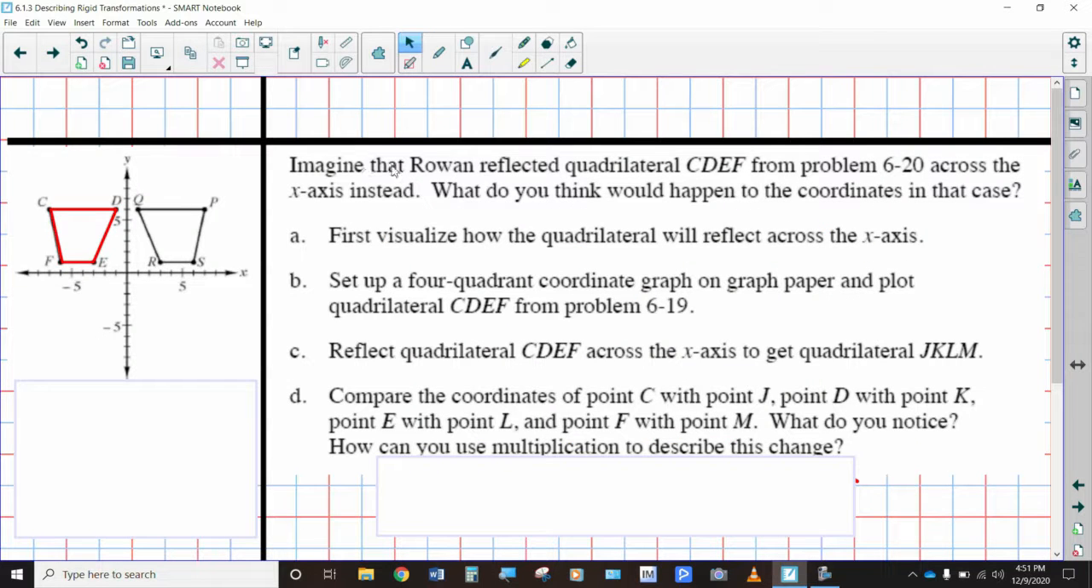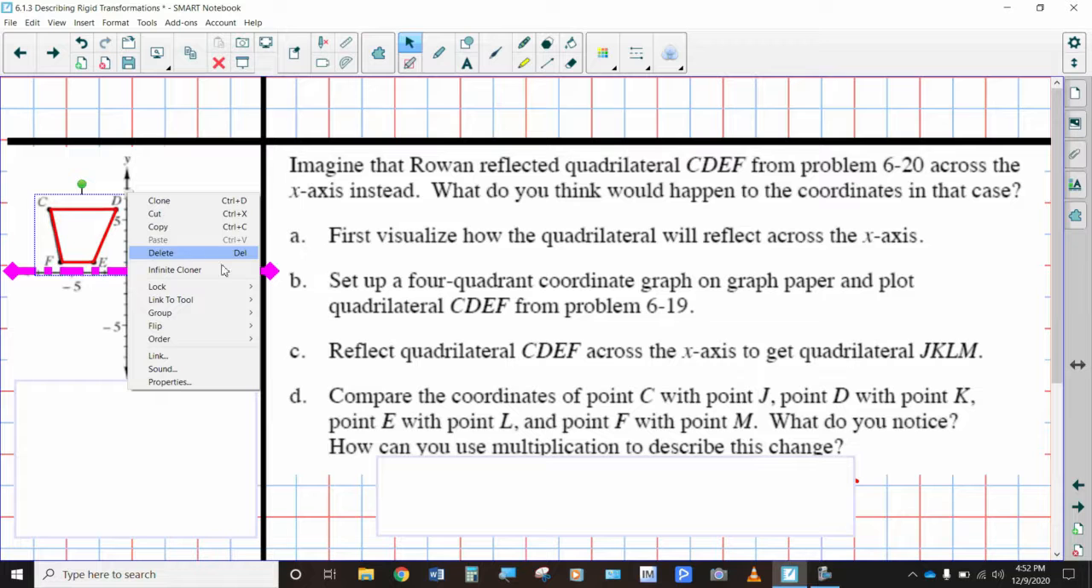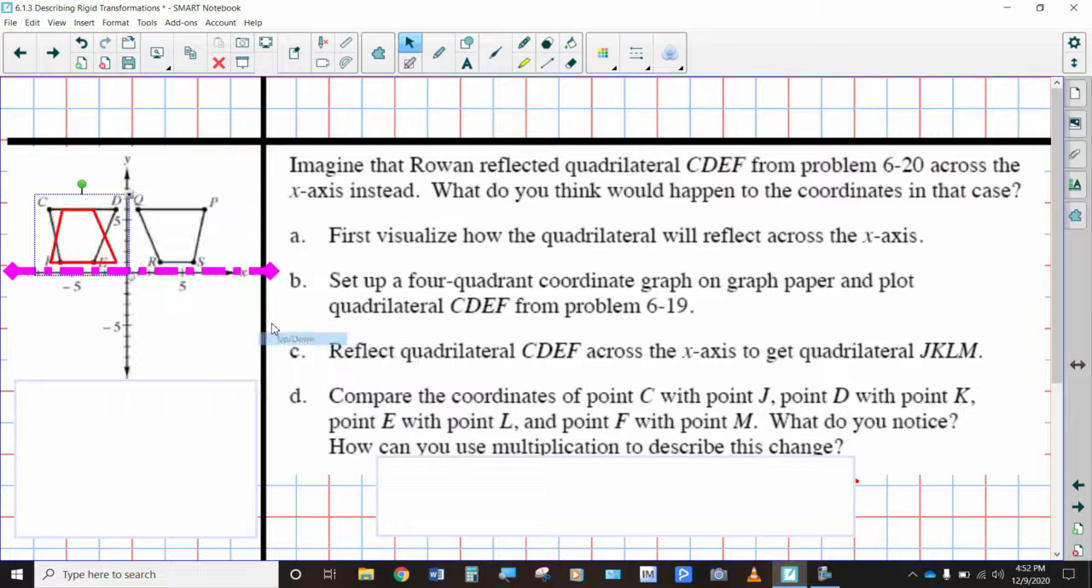All right, now imagine that Rowan had reflected quadrilateral CDEF from problem 20 across the x-axis instead. What do you think would happen to the coordinates in that case? Okay, so first visualize how the quadrilateral would reflect across the x-axis, where y is equal to 0, right? The mirror would be that line right there. Let's go ahead and reflect it up and down. It would have to reflect somewhere around here, right? Doesn't that look like the mirror image?